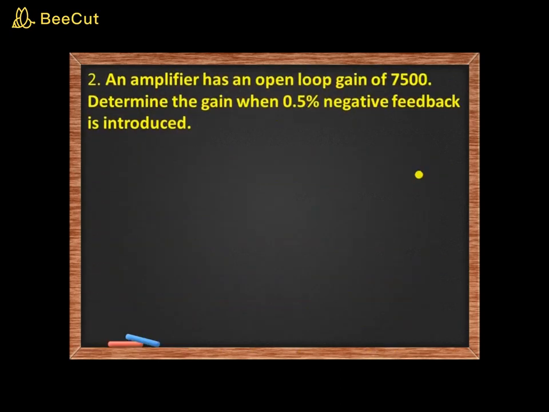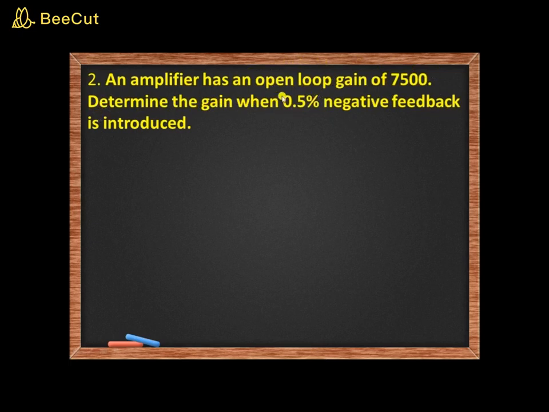Here goes the second one. An amplifier has an open loop gain of 7500. Determine the gain when 0.5% negative feedback is introduced. So here they clearly mentioned the open loop gain, that is the gain of an amplifier without feedback, as 7500. Determine the gain when 0.5% negative feedback is applied.